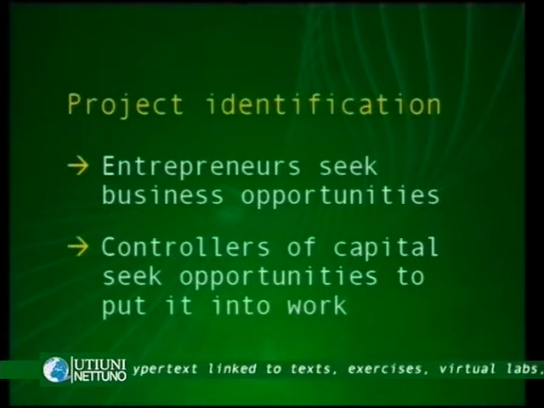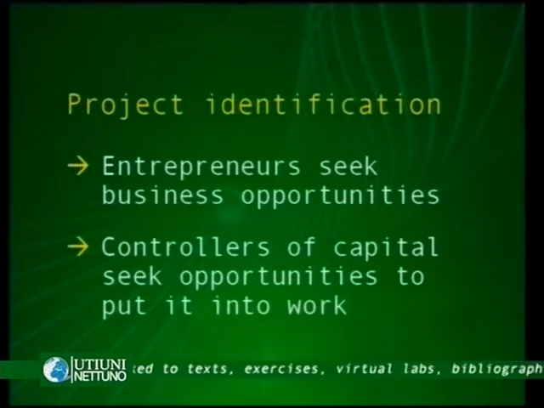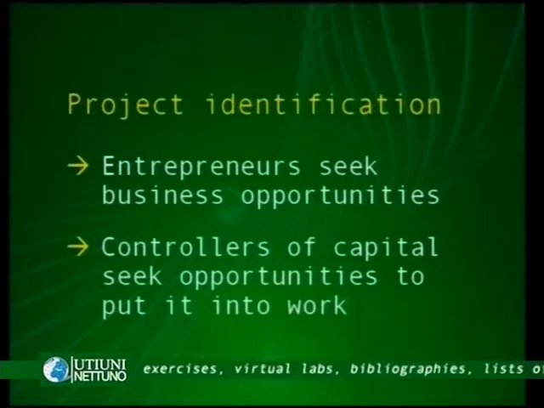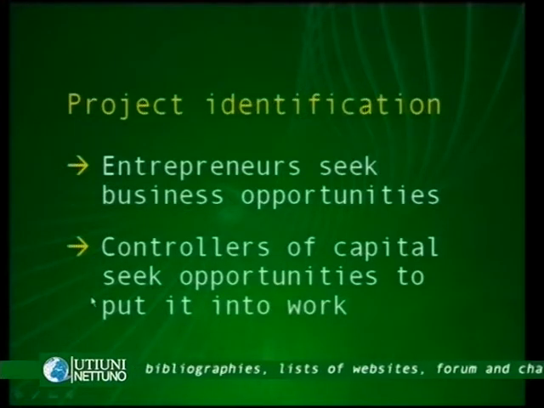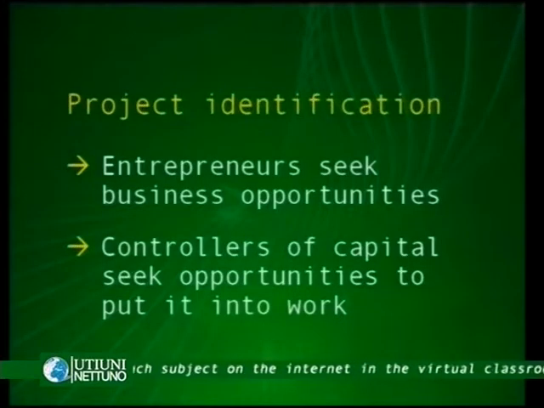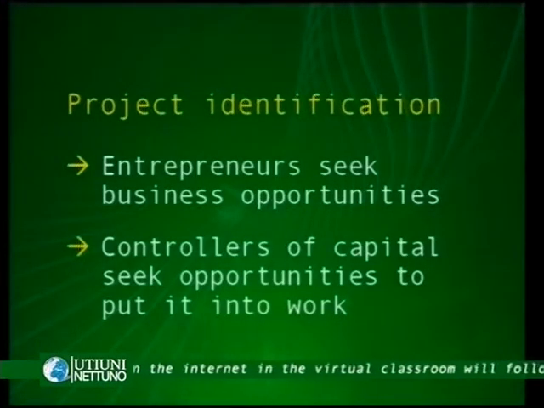Project identification. Entrepreneurs seek business opportunities. Controllers of capital seek opportunities to put it into work. So we can start with a general simplification, considering two typologies of actors. Entrepreneurs on one hand, which can be considered the promoters of the business idea, the enthusiastic sponsor of the idea itself.